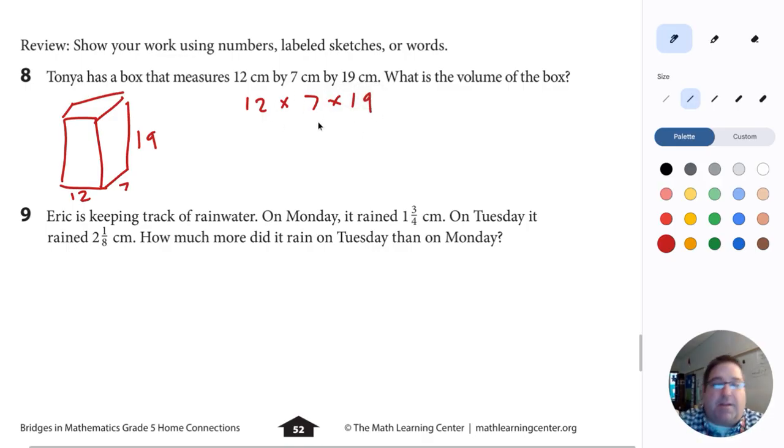You know, you can multiply in any order. I might start with 7 times 12. If you kind of forget what that would be, we know 6 times 12 is 60, right? Plus another 12 would be 72.